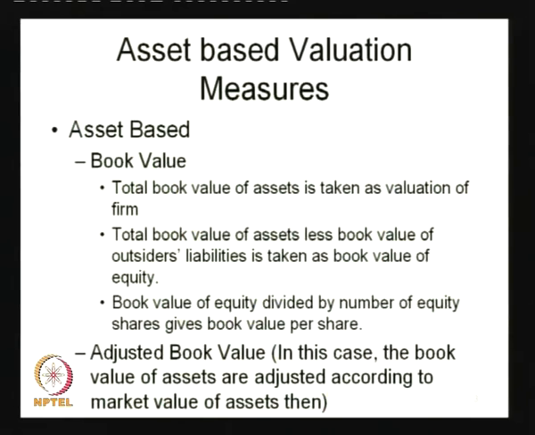So, what happens in this case, we find the total value of the assets of the company as per the balance sheet. The financial statement called balance sheet depicts the different types of assets of the company. Because it is as per accounting books, it is called book value of assets.